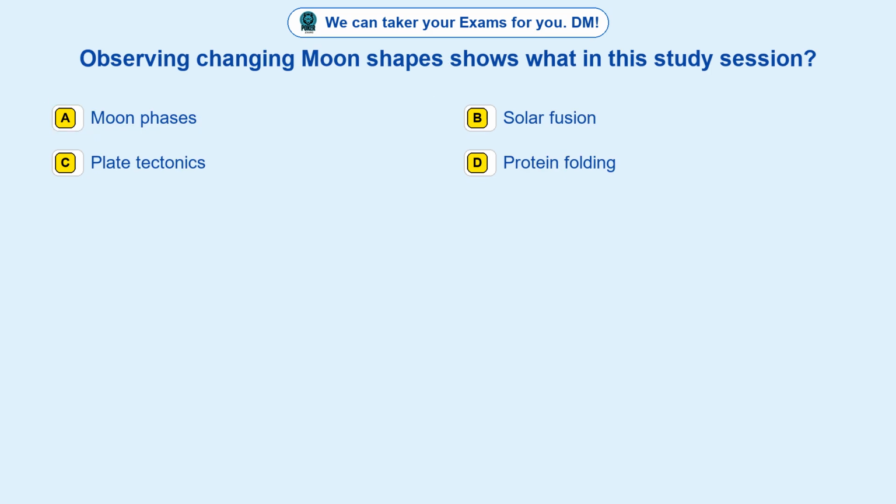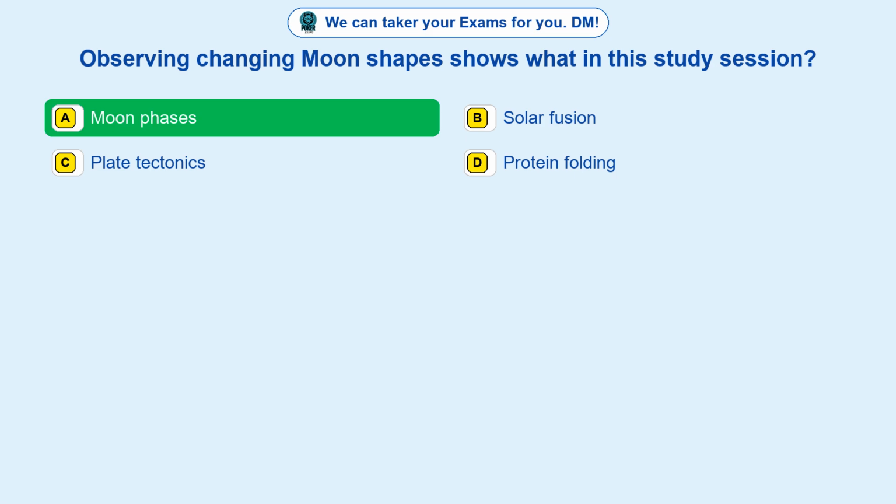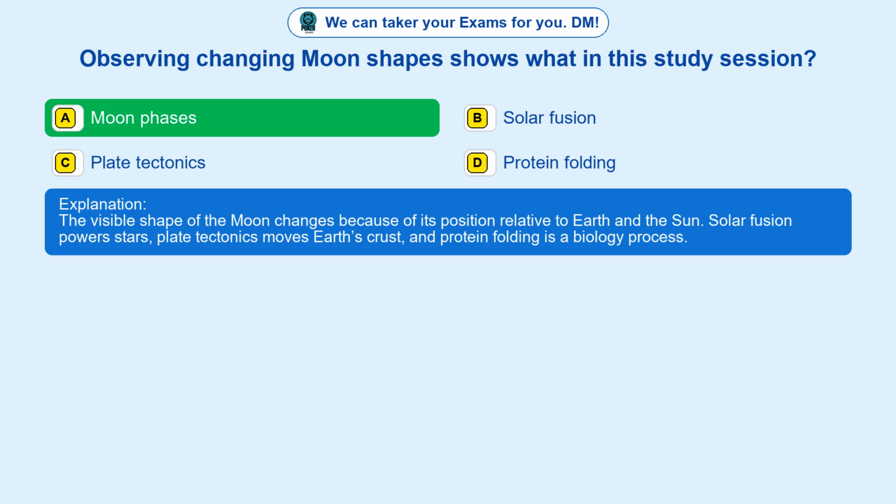Question 90. Observing changing moon shapes shows what in this study session? Option A, moon phases. Option B, solar fusion. Option C, plate tectonics. Option D, protein folding. The correct answer is option A. Moon phases. The visible shape of the moon changes because of its position relative to Earth and the Sun. Solar fusion powers stars, plate tectonics moves Earth's crust, and protein folding is a biology process.